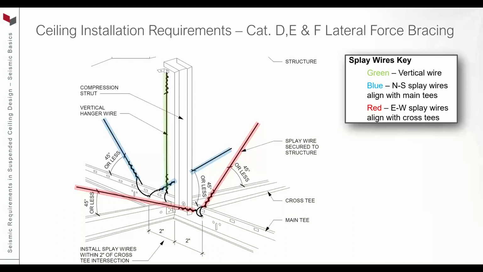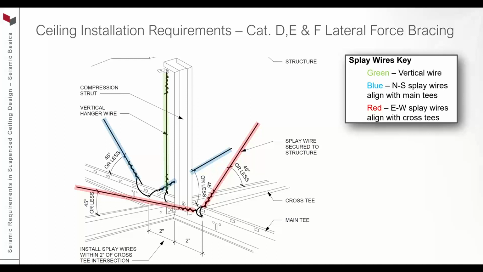So the vertical wire is part of our standard installation assembly. And the purpose is to counteract the gravity load or downward pressures that are installed on the ceiling. Next up are the splay wires, which are highlighted in blue and red. There's 4 splay wires installed on a 45-degree angle, and it needs to be attached within 2 inches or less of the main T cross T intersection.